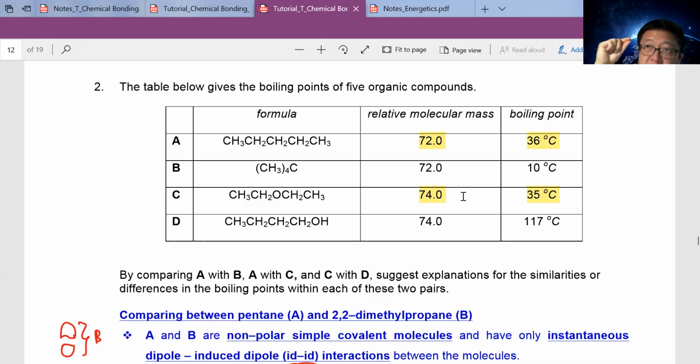You must know where I'm coming from. If you are asked to predict, you can predict that C is higher than A. Why? Because it wins in two categories. Number one, MR is a bit higher. Number two, it is PD. We know PD is stronger than ID. So if you tell me the boiling point for C is higher than A, it's not wrong.